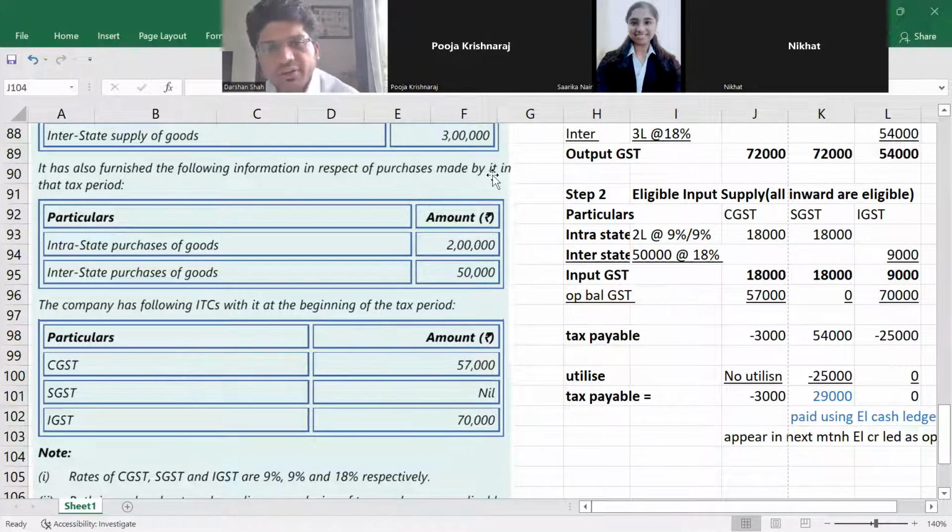So that's what we have done. That 25,000 of IGST can be used to pay SGST. Yes. Understood now, everyone? Utilization.